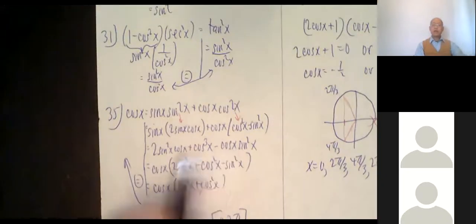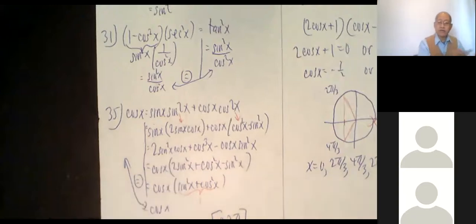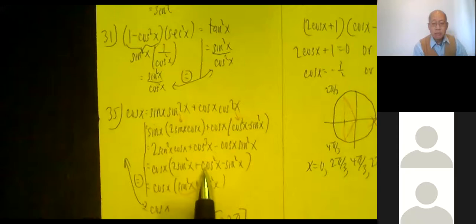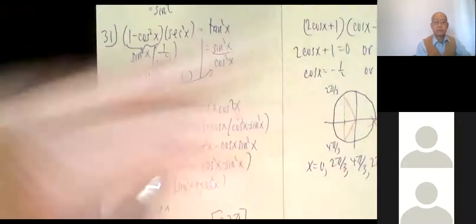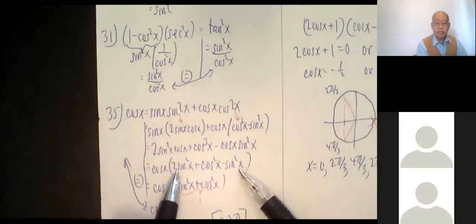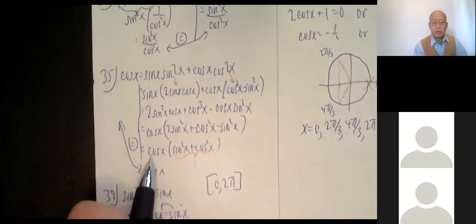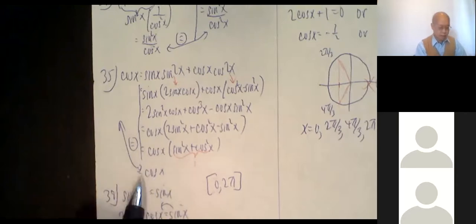Okay, these three have a common factor of cosine x, right? Cosine here, here, and here. So factor out the cosine x, and what's left behind? 2 sine squared x plus cosine squared x minus sine squared x. Okay. And these two combined, 2 sine squared x minus sine squared x is just sine squared x. So I have cosine x times sine squared x plus cosine squared x. That's perfect because that's equal to 1. So I have cosine x. So that's it, and we're done.